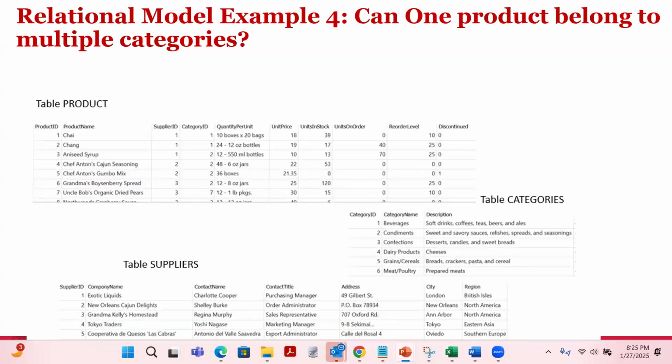So the answer to this question will be no, right? Because if you look at, for example, the chai product, you have only one category ID here for the chai product. And similar for all other products. So category ID has just one number, not many comma separated numbers. So that means that one product can belong only to one category.